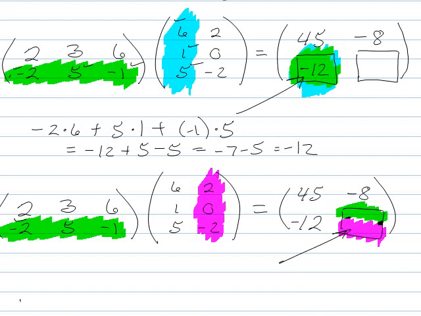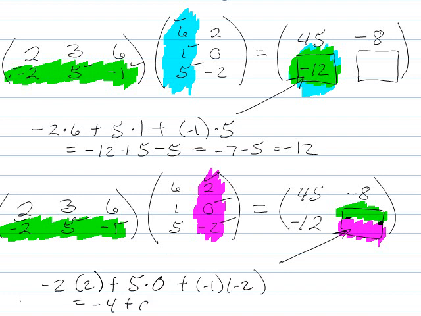But I just want you to know where it comes from, so it's not like, ooh, mysterious calculator gives me answer. I write it down without thinking. Negative 2 times 2 plus 5 times 0 plus negative 1 times negative 2. Negative 4 plus 0 plus 2. Negative 2.